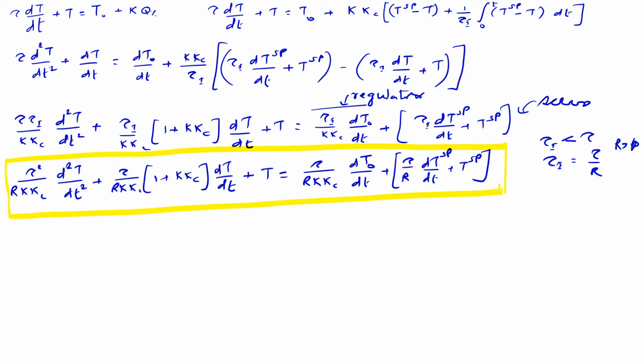and this governing differential equation must be solved for the servo response and for the regulator response. We'll look at the regulator response first. So if you look at the regulator response first, then TSP, deviation in temperature set point, is 0. So for the regulator response, this term goes to 0.